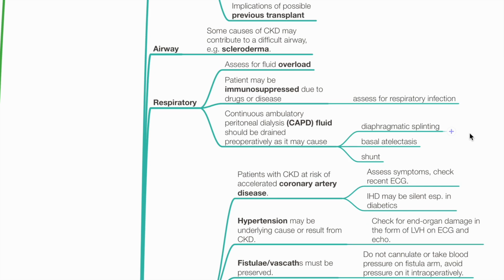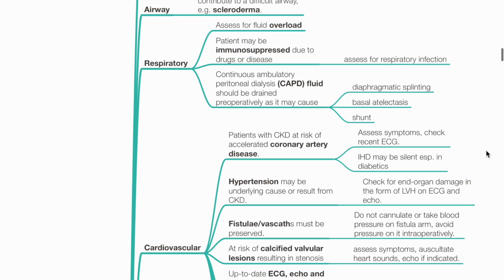Respiratory. Assess for fluid overload. The patient may be immunosuppressed due to drug or disease. Assess for respiratory infection. CAPD fluid should be drained preoperatively as it may cause diaphragmatic splinting, atelectasis, and shunt.